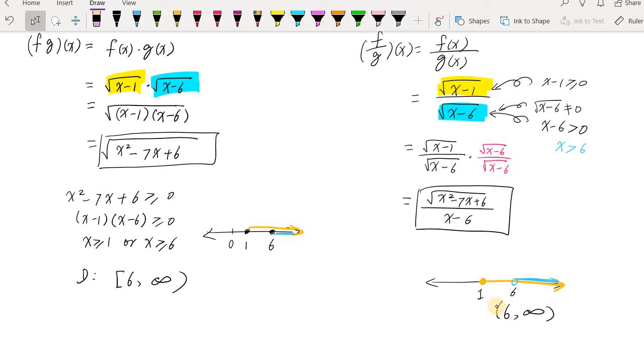Okay, this is so important. I have so many students get it wrong. This is the parenthesis right here. Okay, the reason why is because of this piece right here. That is the reason why.